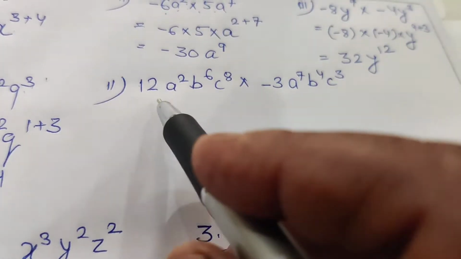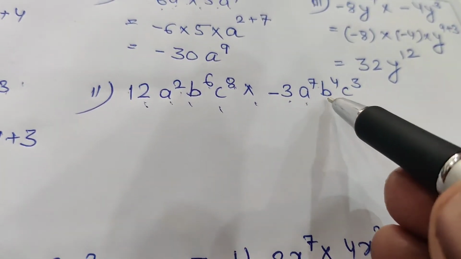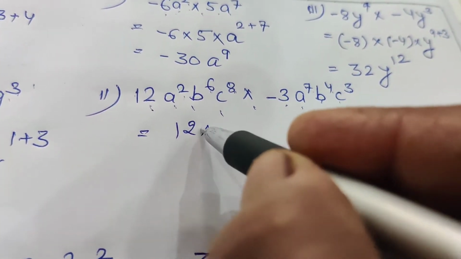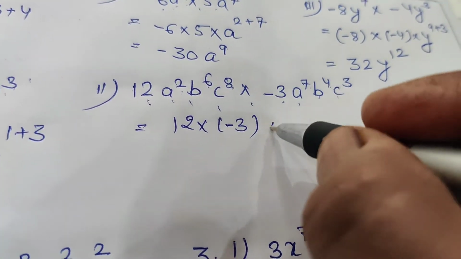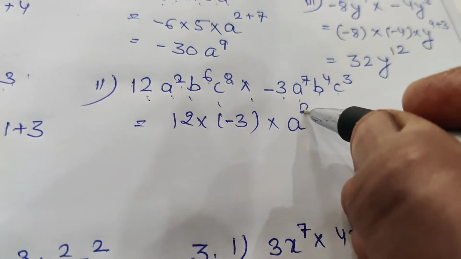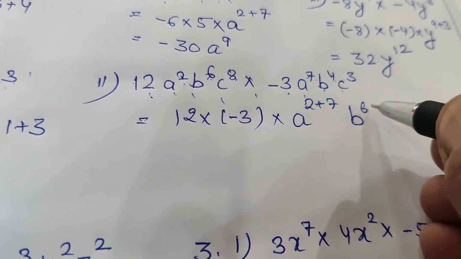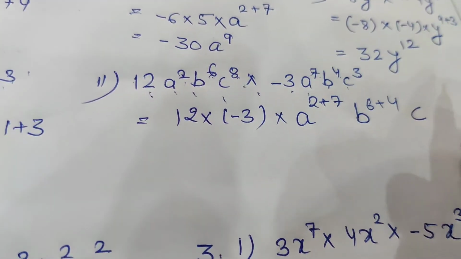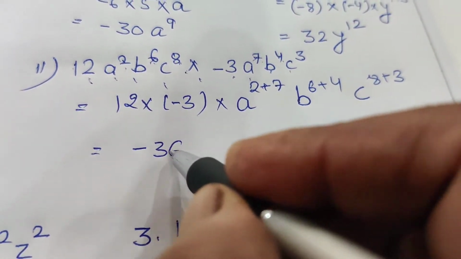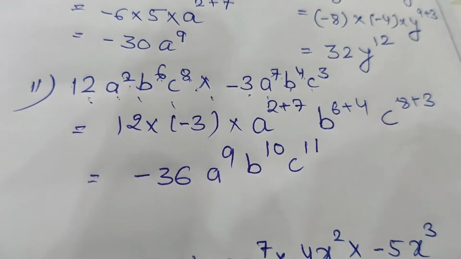And the second, 12a square b raised to power 6 c raised to power 8 into minus 3 a raised to power 7 b raised to power 4 and c raised to power 3. First multiply the numbers 12 into minus 3 and add the powers of the same variable: a, 2 plus 7; b, 6 plus 4; and c, 8 plus 3. Minus 36 a raised to power 9, b raised to power 10 and c raised to power 11.